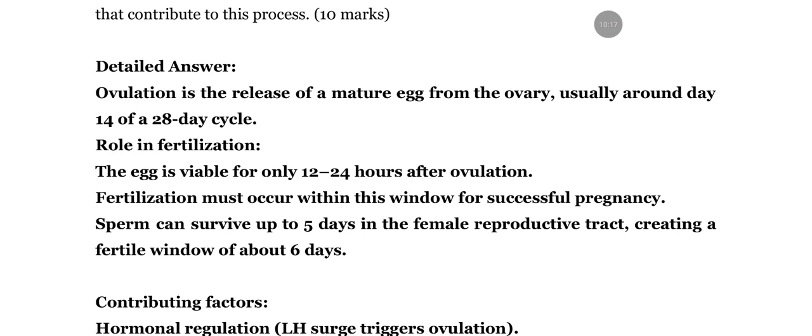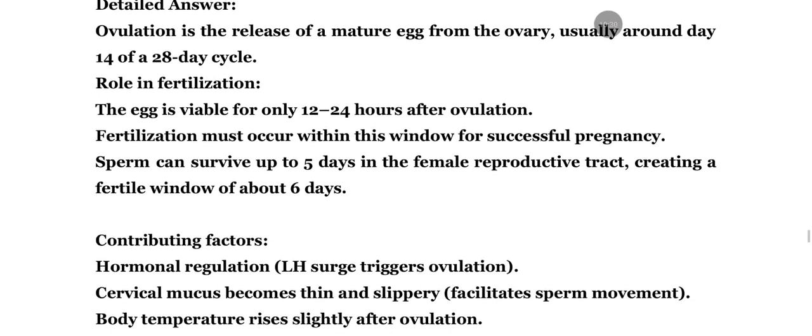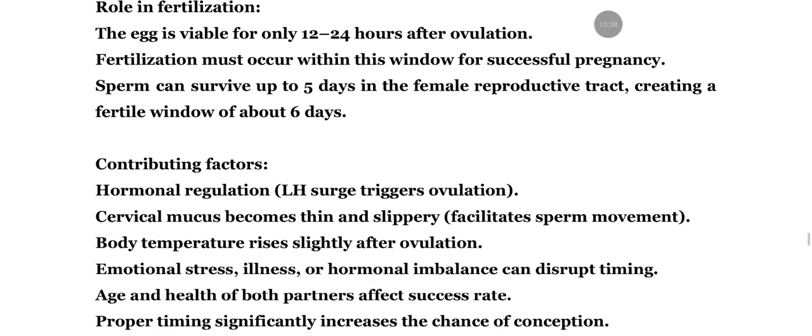The egg is viable and available for only 12 to 24 hours after ovulation, and fertilization must occur within this window for successful pregnancy. Sperm can survive up to 5 days in the female reproductive tract, creating a fertile window of about 6 days.